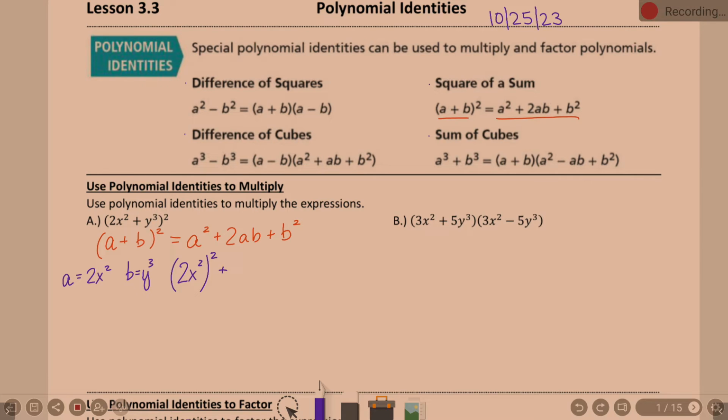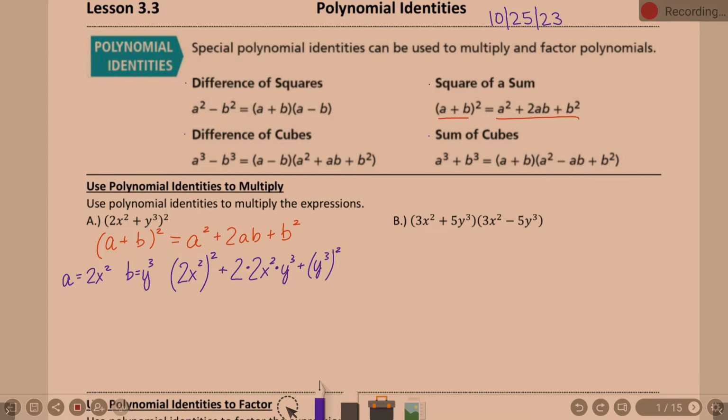Plus 2ab. So that says I'm going to do 2 times a, which is 2x squared, times b, which is y cubed. And I'll clean this up in a moment. Plus b squared. So what do we have representing b? That's not just y, but y cubed. So it's going to be y cubed quantity squared. And now we can clean this up.